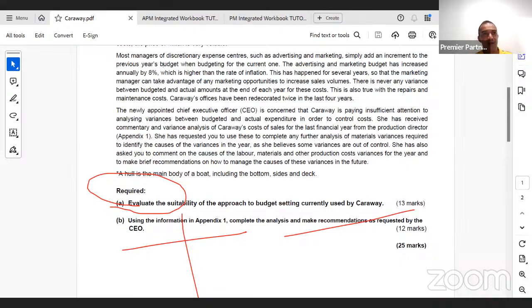Let's say you're going to get married. Evaluate the purchase of gold. What are the positives of buying gold? What are the negatives of buying gold? And then that evaluation should help you to make a decision whether to buy gold or not. That's the purpose of evaluation.